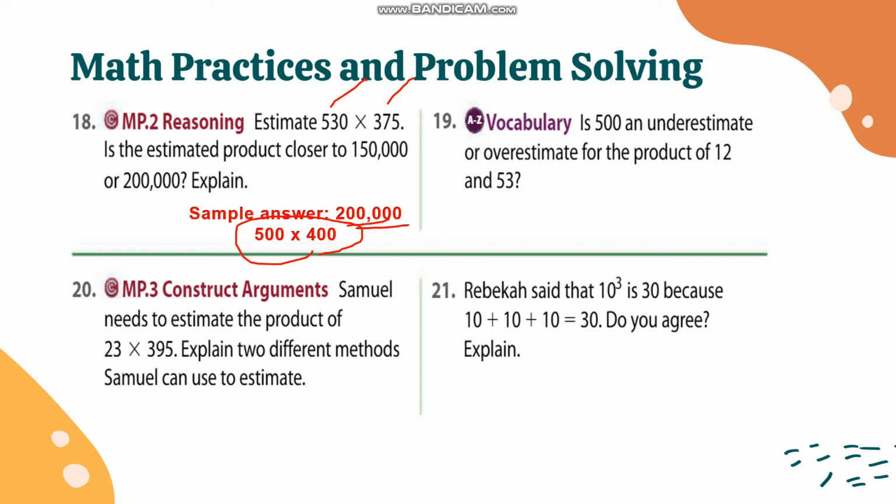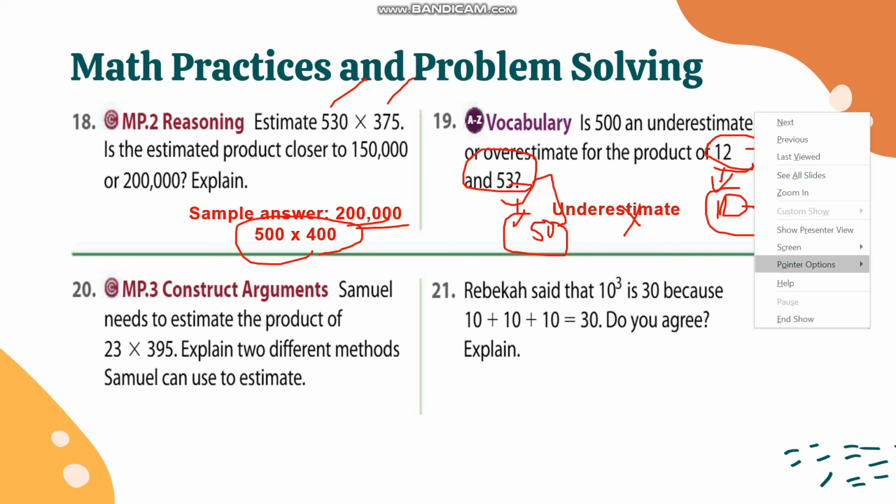Next, number 19. Is 500 an underestimate or overestimate for the product of 12 and 53? So if I'm going to estimate this one, this becomes 10 and this becomes 50. So 50 times 10 is 500. So 12 becomes 10 and 53 becomes 50. So it means that it is an underestimate, because from the original given, it becomes lower.